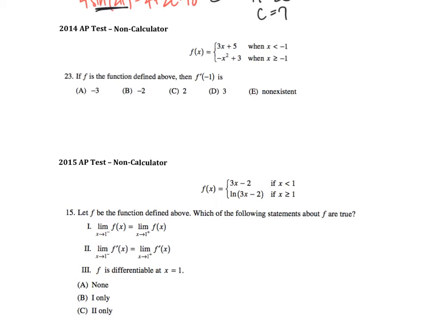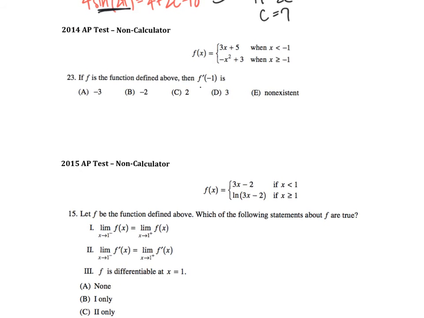On 23, they want to know what is the derivative of my function at negative 1. Where we're going to get caught is we're going to want to say, well, my function exists at negative 1 on the bottom function. So a lot of people are going to only want to find the derivative of the bottom function and plug in negative 1, which I understand why you would think that. But don't forget, for a function to have a derivative, it must be differentiable, meaning the slope as I approach negative 1 must be equal from both sides, or else we could have a cusp or a corner.